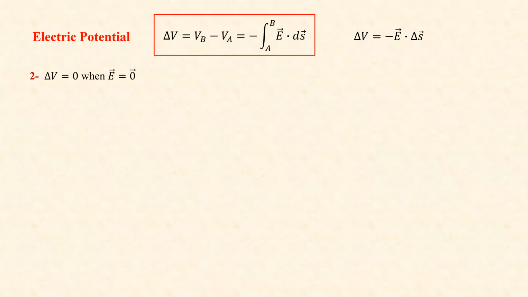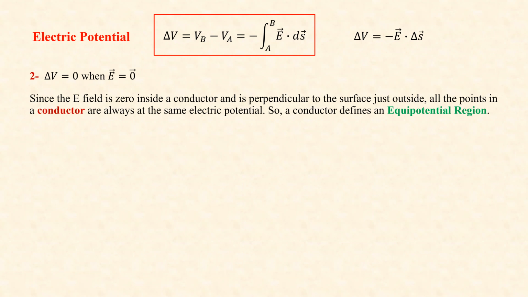And then what happens if E is 0? If E is 0, E dot delta S is 0. See, if E is 0, delta V equals E dot delta S is 0. That also gives us the same potential for the two neighboring points. Since the E field is 0 inside the conductor and is perpendicular to the surface just outside the conductor, all the points in a conductor are always at the same electric potential, of course, in electrostatics. So a conductor defines an equipotential region.